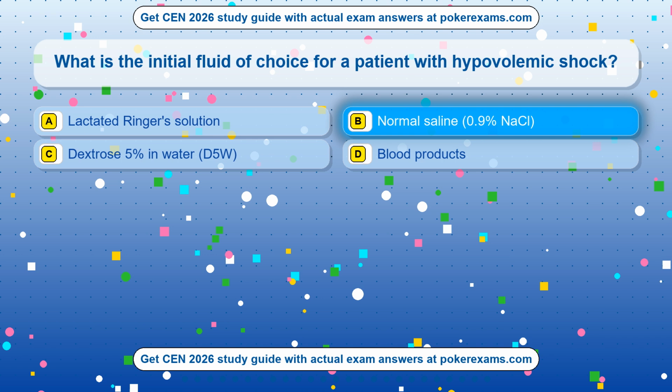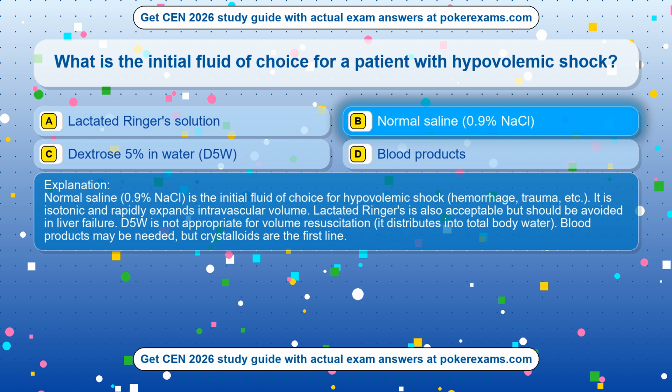Normal saline, 0.9% NaCl, is the initial fluid of choice for hypovolemic shock, hemorrhage, trauma, etc. It is isotonic and rapidly expands intravascular volume. Lactated Ringer's is also acceptable but should be avoided in liver failure. D5W is not appropriate for volume resuscitation, it distributes into total body water. Blood products may be needed, but crystalloids are the first line.